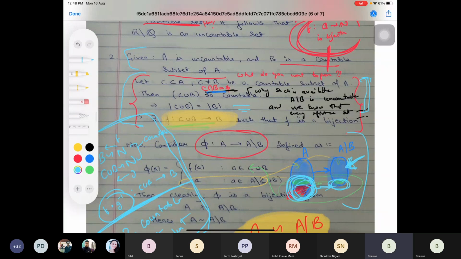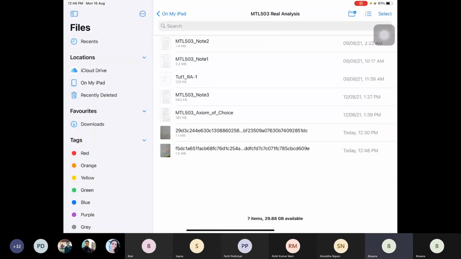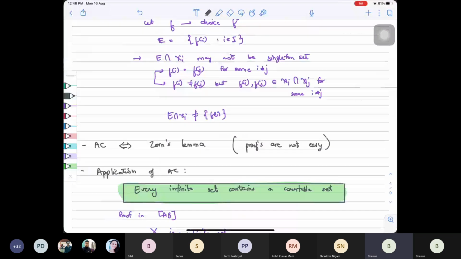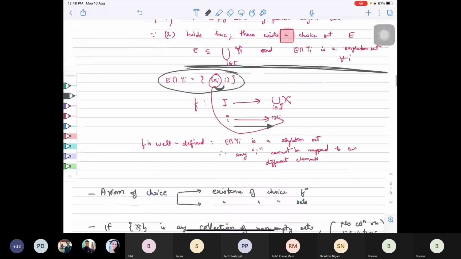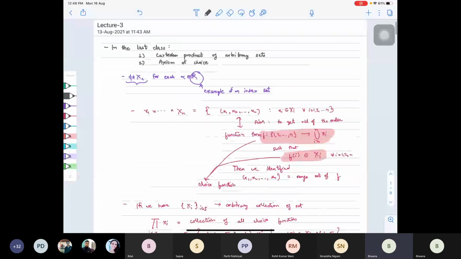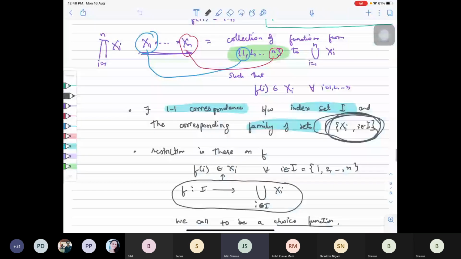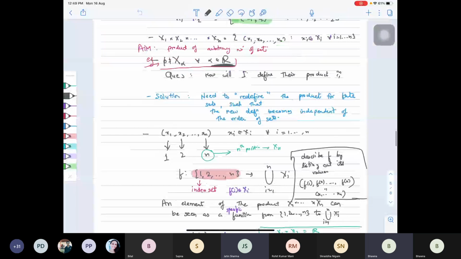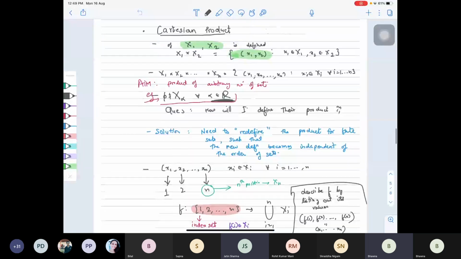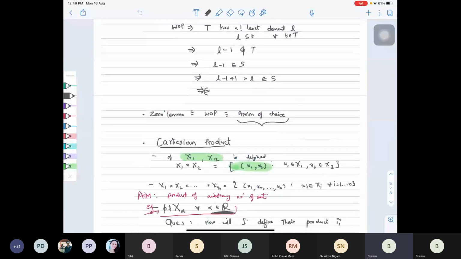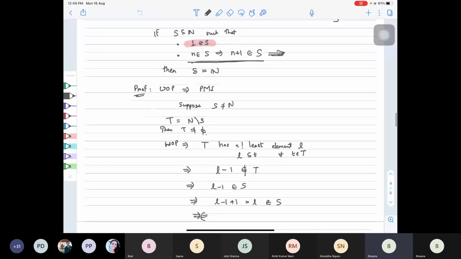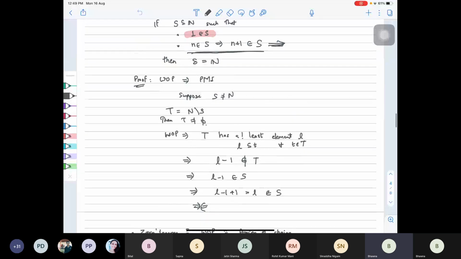Jatin asked how the well ordering principle implies PMI. I have done PMI implies the well ordering principle, but I'm not getting how to do well ordering principle implies PMI. We had done the other part. So I am saying that well ordering principle implies PMI, and I just proved it by contradiction.